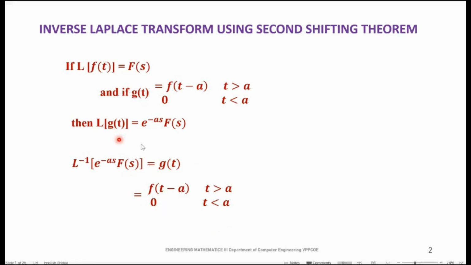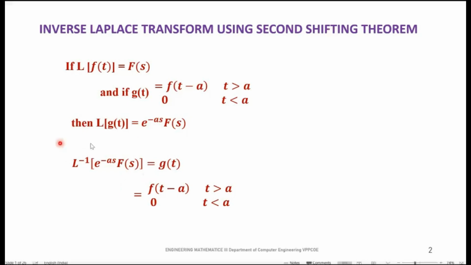Now you will be given a problem of this form, which means that when F of s is multiplied by e raised to minus as, we are applying the second shifting theorem in the case of inverse Laplace transform. If f of t is multiplied by e raised to something, we apply the first shifting theorem in the Laplace transform. But when F of s is multiplied by e raised to something in the inverse Laplace transform, then we have to apply the second shifting theorem.